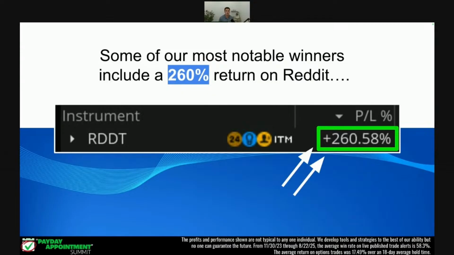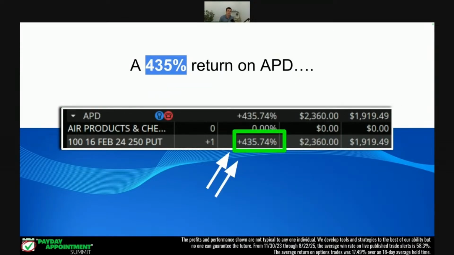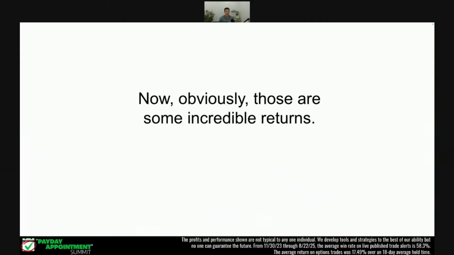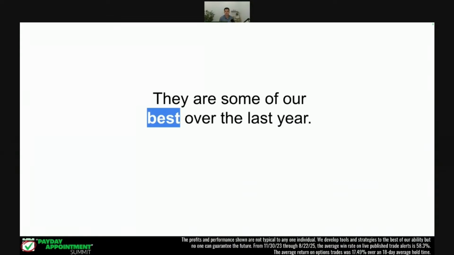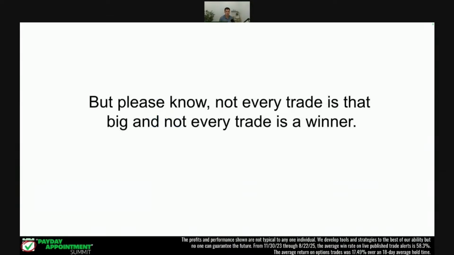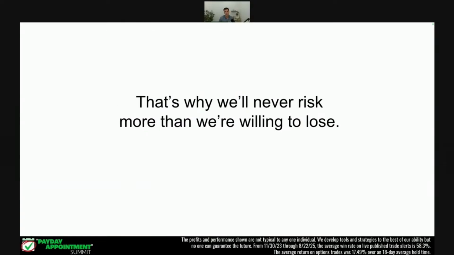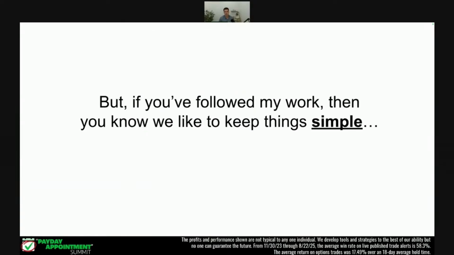And some of my most notable winners include a 260% return on Reddit, 435% on APD, a very rare 563% on Cisco. Now, obviously, those are some of my best returns, and they're some of the top ones I've seen over the last few years. But please note, not every trade is that big. Not every trade is a winner. There's winners and losers. With any strategy, there's bound to be big wins, small wins, and losers along the way. And that's why we don't risk more than we're willing to lose.